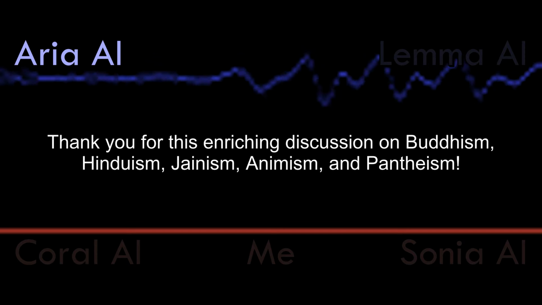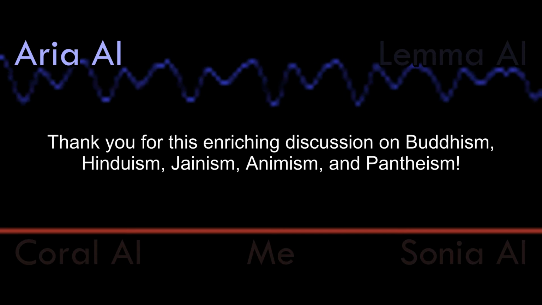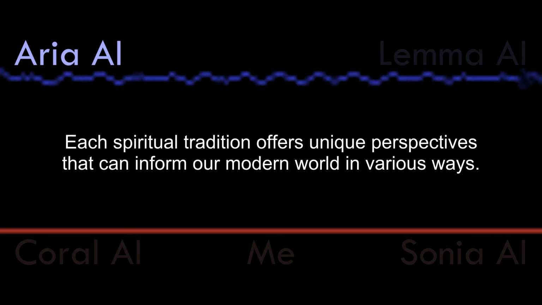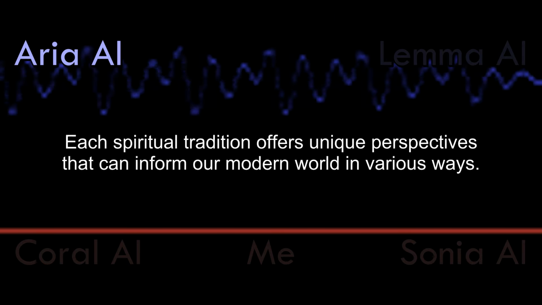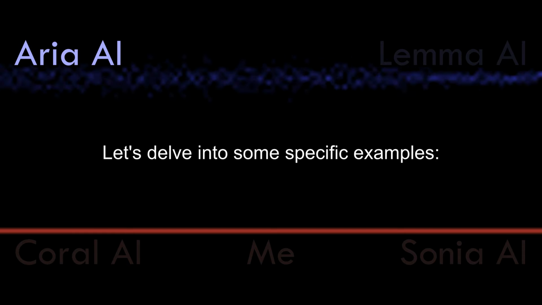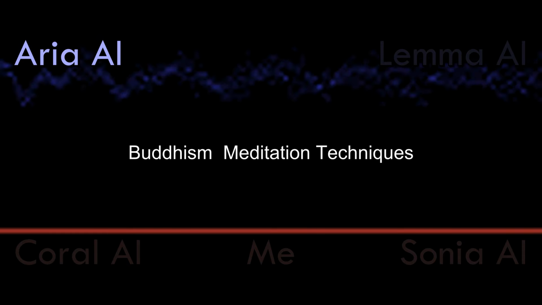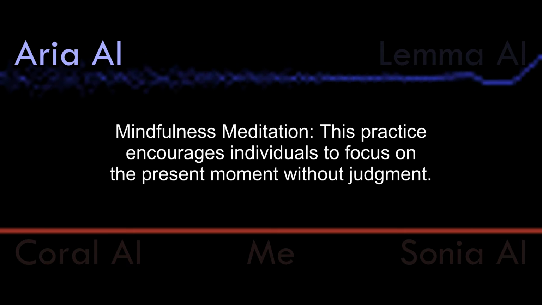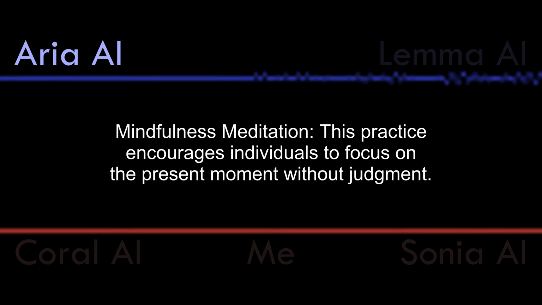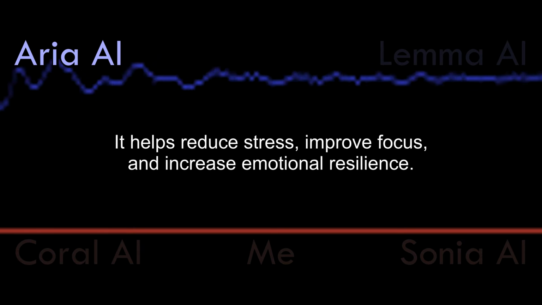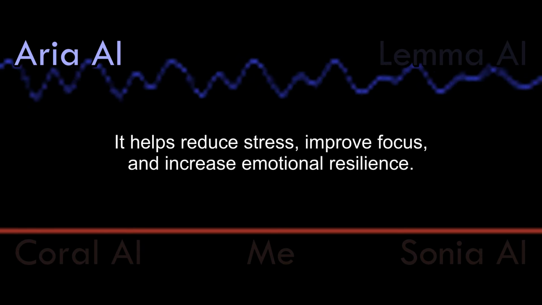Thank you for this enriching discussion on Buddhism, Hinduism, Jainism, Animism, and Pantheism. Each spiritual tradition offers unique perspectives that can inform our modern world in various ways. Let's delve into some specific examples. Buddhism meditation techniques. Mindfulness meditation. This practice encourages individuals to focus on the present moment without judgment. It helps reduce stress, improve focus, and increase emotional resilience.